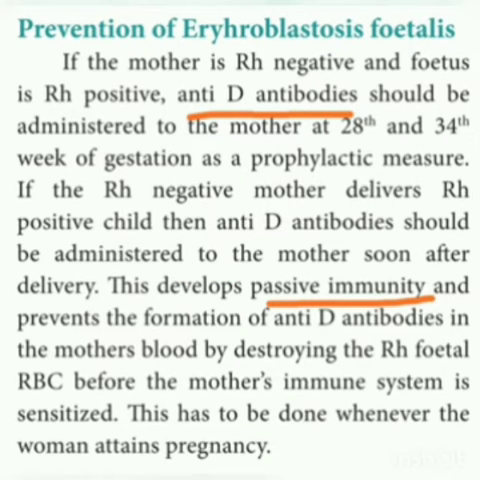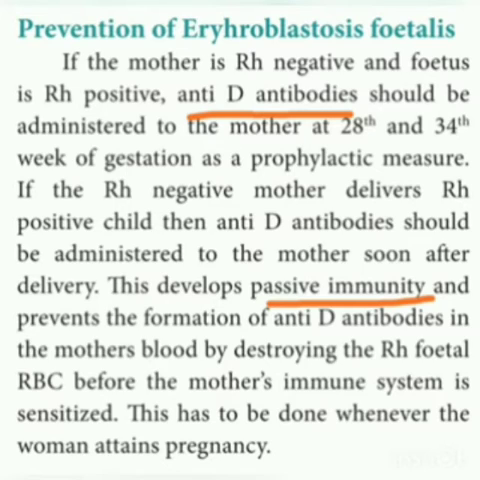Next is how you will prevent erythroblastosis fetalis. Erythroblastosis fetalis can be prevented by giving anti-D antibodies to the mother at the 28th to 34th week of gestation. If an Rh negative mother delivers an Rh positive child, then anti-D antibody should be administered to the mother soon after the delivery.